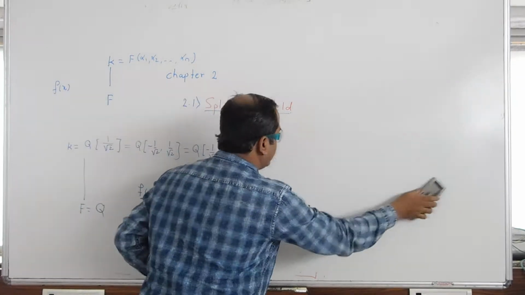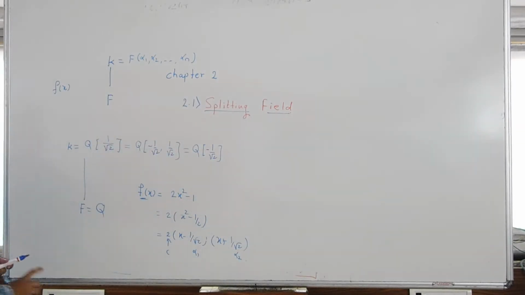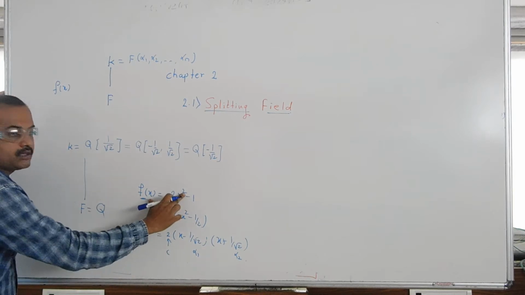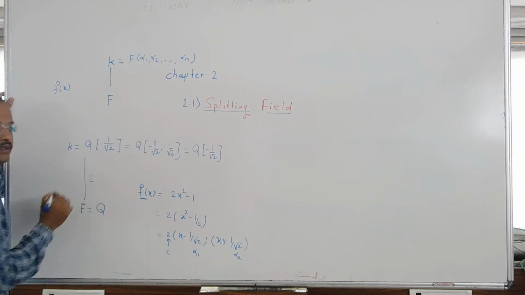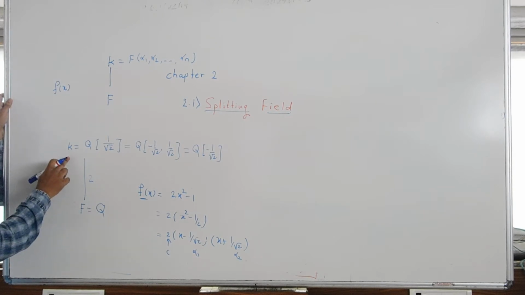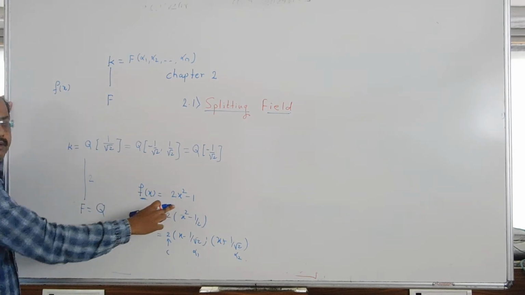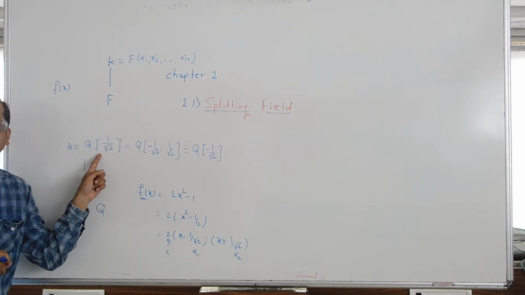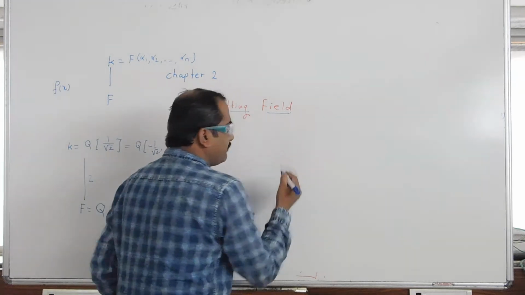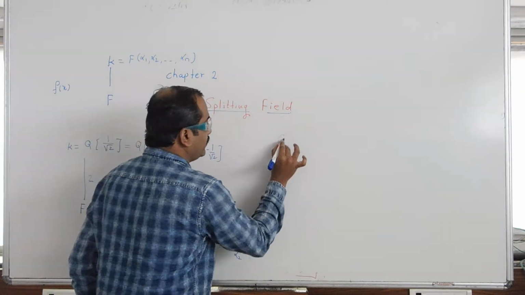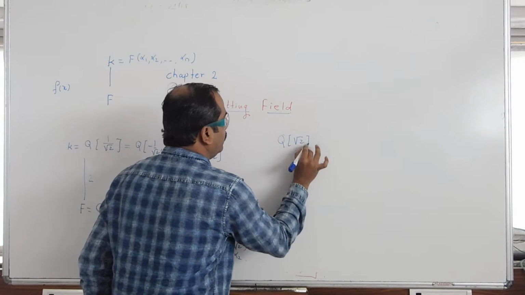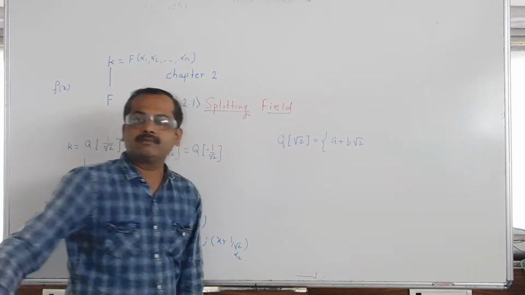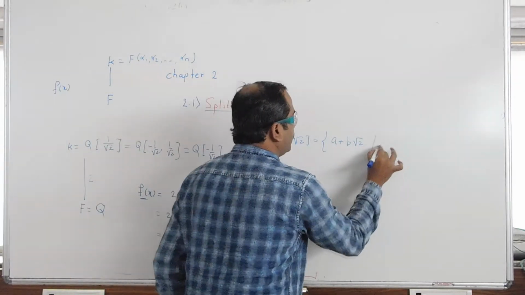Now I can say that by these two conditions of splitting field, what is the degree of the polynomial f of x? It is 2. So what is the degree of extension? It is 2. What is your f of x? 2x square minus 1. So in this field, Q of 1 upon root 2, as we have seen in the previous chapter, what is Q of root 2? It is a collection of all elements of the type a plus b root 2, where a and b are rational numbers.